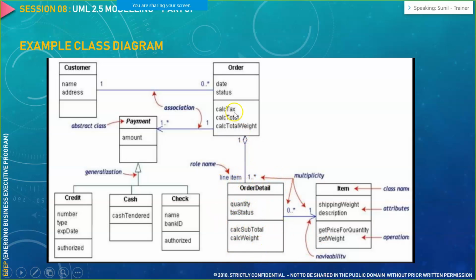Now, in order to process that particular order, we would need a payment method. Payment would be another class which would have the amount. Now, how would you make a payment? Either via credit, cash, or check. So you have to specify your payment method when you are selecting a payment for this particular order. So payment is your class, and you are generalizing the payment using the payment options: credit, cash, or check.